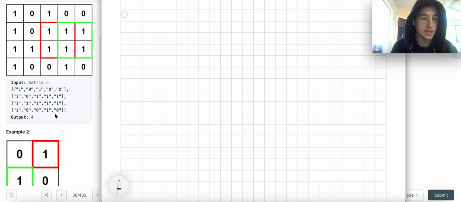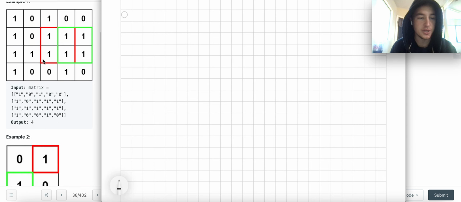So it has to be a square, right? So this answer would be 4, because you have an area of 4. So 1, 2, 3, 4, or 1, 2, 3, 4. It's not the rectangular space. So it's not this 6, this 3 by 2 rectangle. It has to be completely square. And then you just return the area of that square, right?